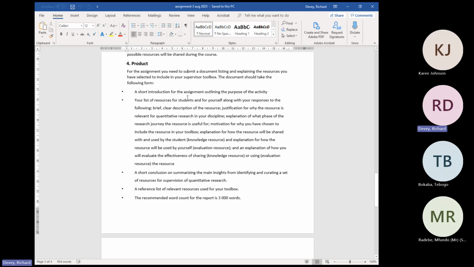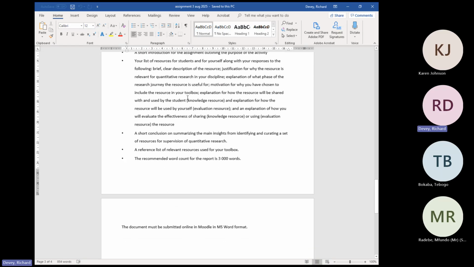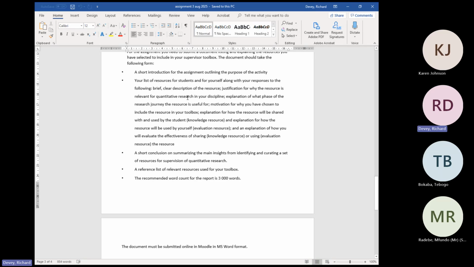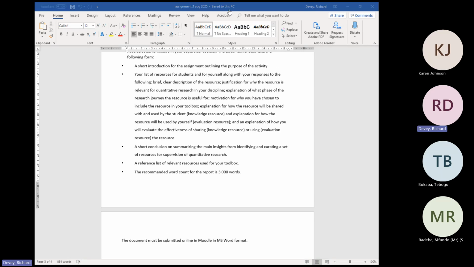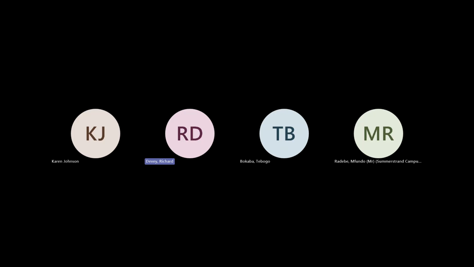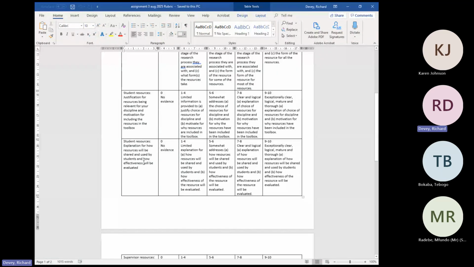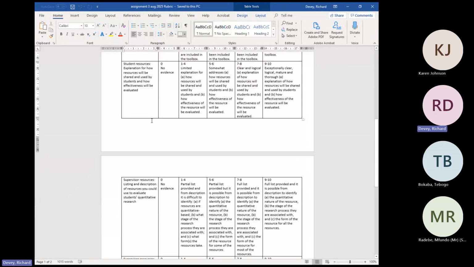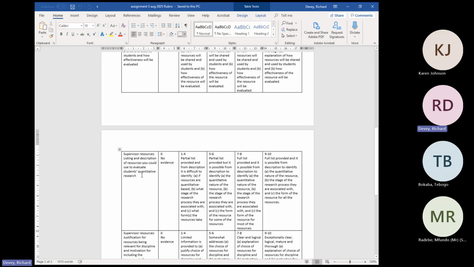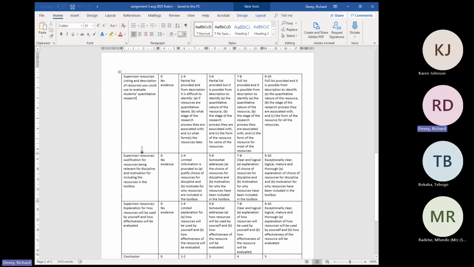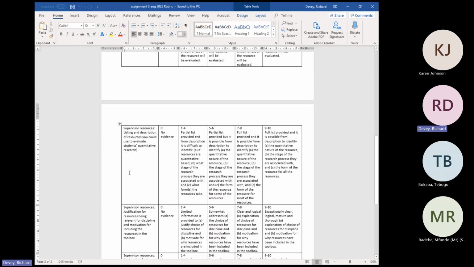And then this is a description of the product that you need to produce, and yeah, so there's various things, and then there's also a rubric for that assignment, which is assignment 3 rubric, which is here. So it's your listing, it's the justification for the resources, it's the explanation of how the resources will be shared. It's your supervisor resources, a listing and description of those, justification for the resources being relevant for the discipline, and so on. For these supervisor resources, which will help you evaluate, I've got an example of a paper.